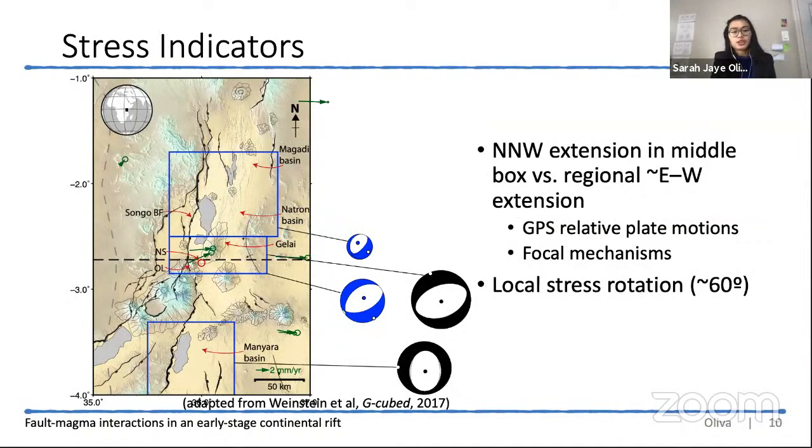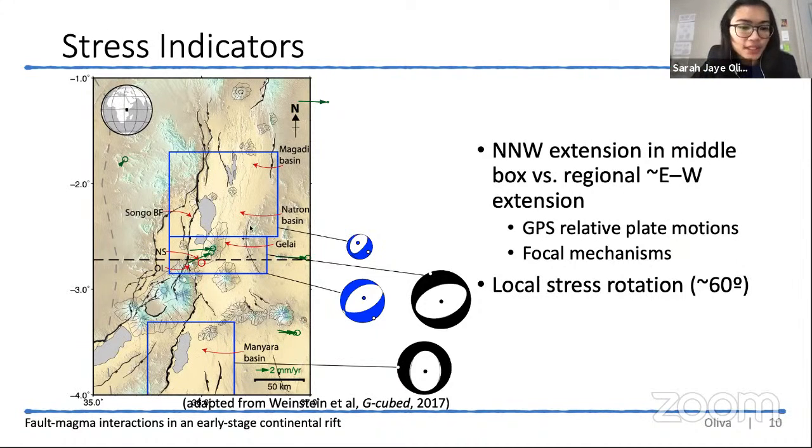So these are a compilation of some of the stress indicators that I've looked at and that we published previously in the region. The beach balls are summed focal mechanisms, a summation of many focal mechanisms in the region. The black ones represent the summation of teleseismic earthquakes, and the blue ones represent the summation of local earthquakes, from the 2013-2014 local array. And we've grouped them into these three boxes shown here.